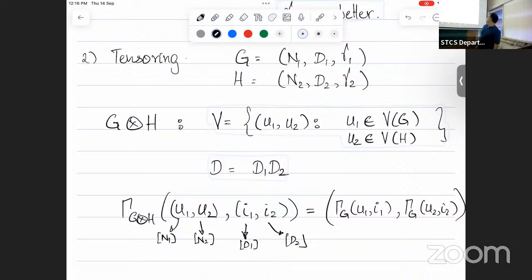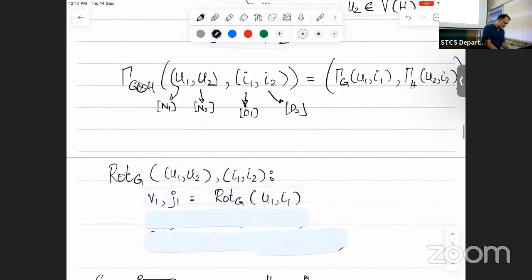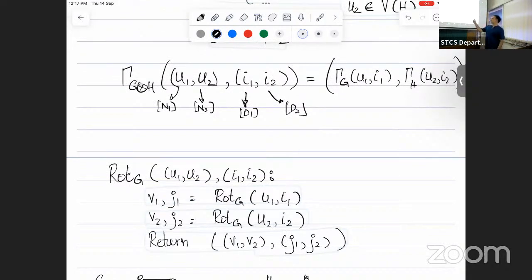Because tau G of U1, I1 would give you again something in N1. You want the things to be ordered, so this should have been the projection of that on the first coordinate. Right now I was just writing gamma, which is the neighborhood relation, not the rotation map. I'll soon give the code for the rotation map. You again look at the rotation map of G, and the rotation map of H, and then you just plug in J1, J2 as the other coordinates.